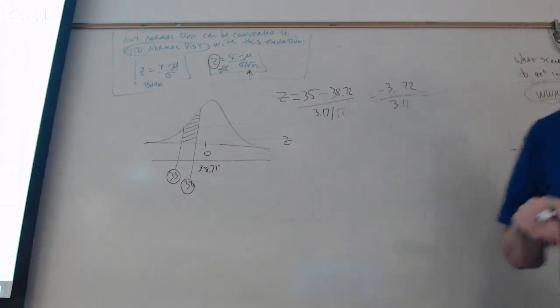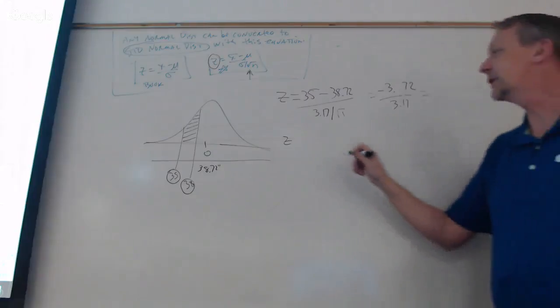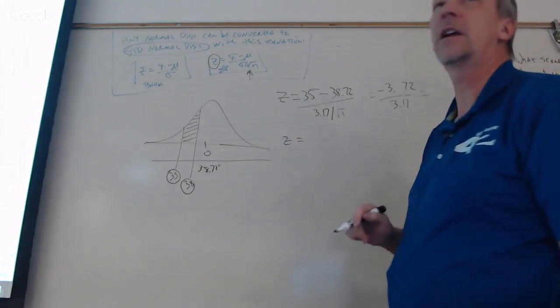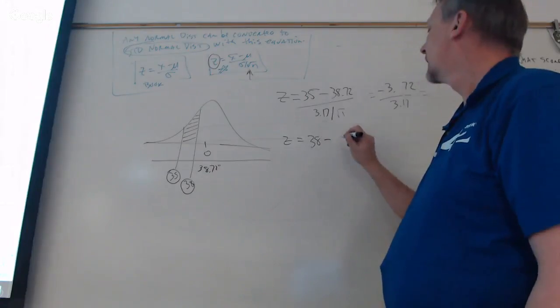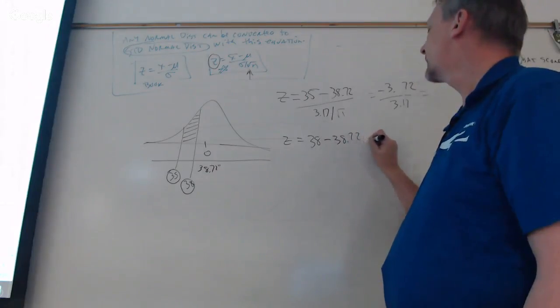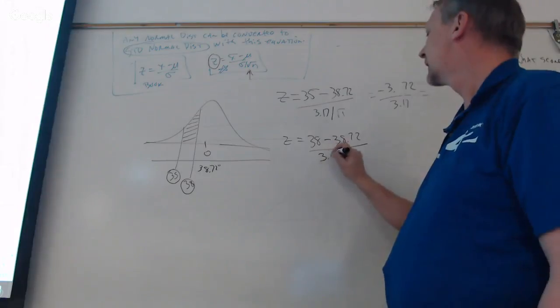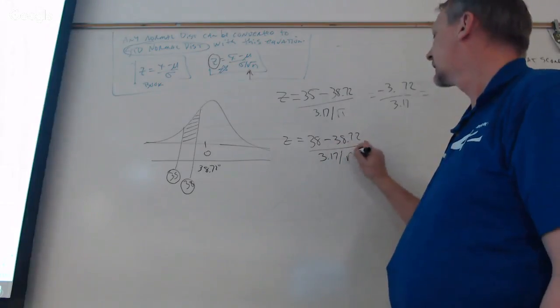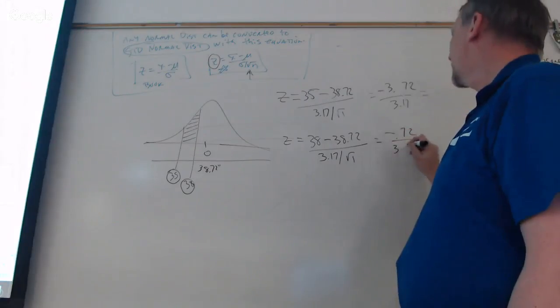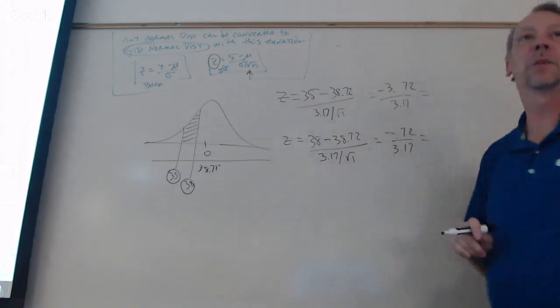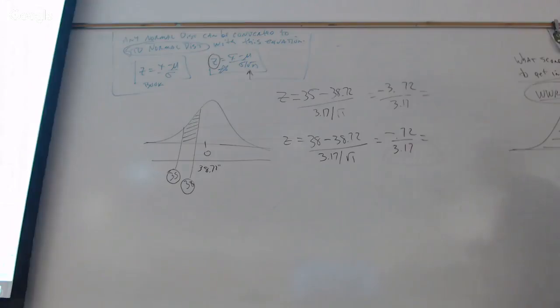Can you help me with this other equation? It'd be 38 minus 38.72, divided by 3.17 divided by the square root of 1. So that's going to be negative 0.72 divided by 3.17. Who can punch these through and tell me what they are?